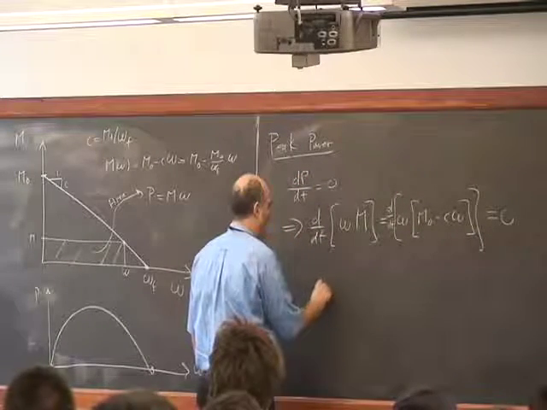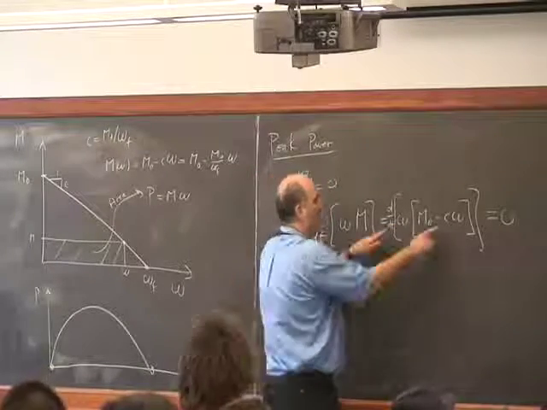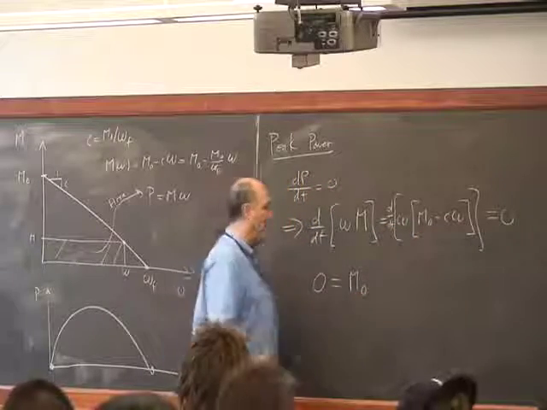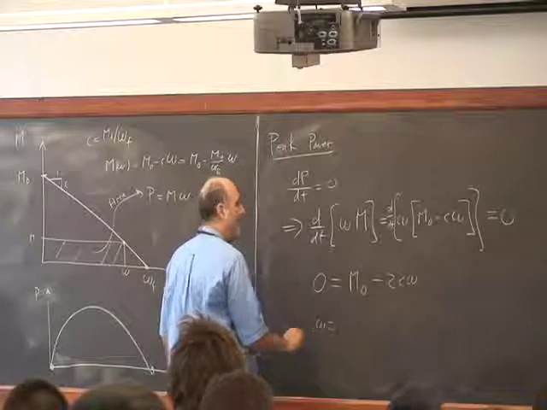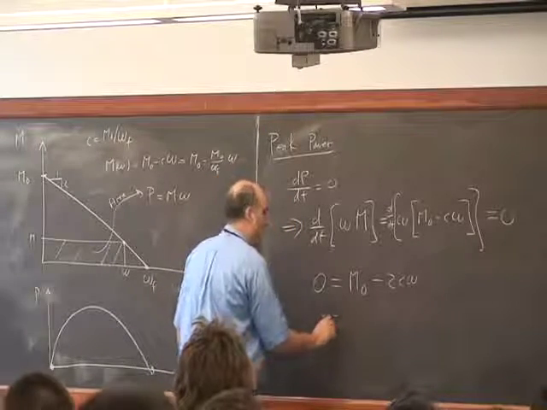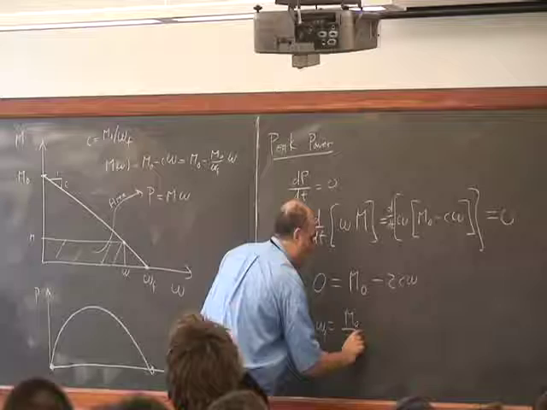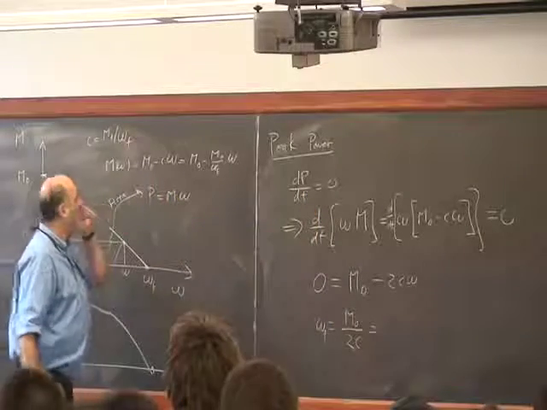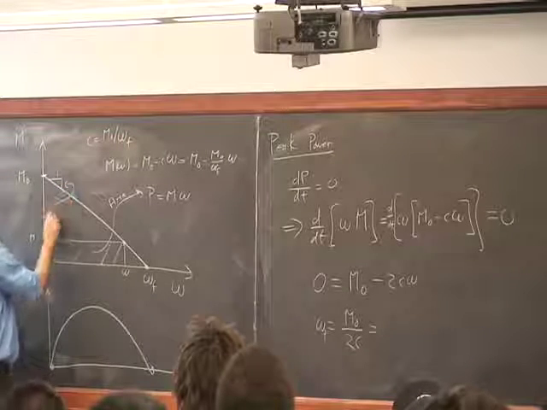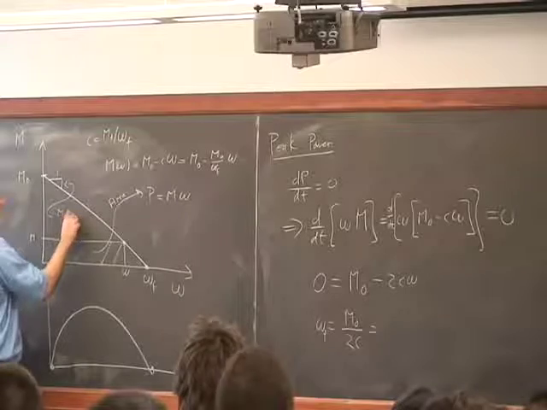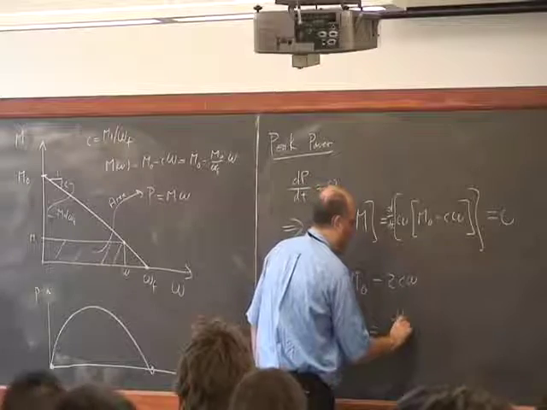What is d by dt of that thing? Well, d by dt of this part is M0, and d by dt of c omega squared is 2c omega, so we have minus 2c omega. So we get omega at this peak, I'll call this omega peak, is equal to M0 over 2c. But what is this c here? c is equal to M0 over omega f. So M0 over c is omega f, so this is omega f over 2.